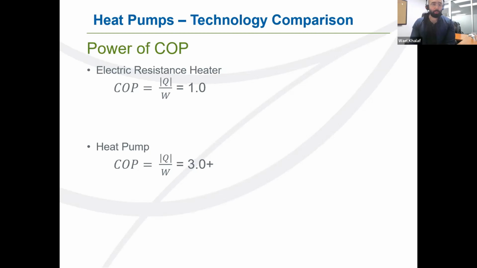So for the lower example, if I use a COP of 3, then every kilowatt of input I put in, I'm going to get 3 kilowatts of thermal output out. So logically, this is a really attractive technology for us to use.